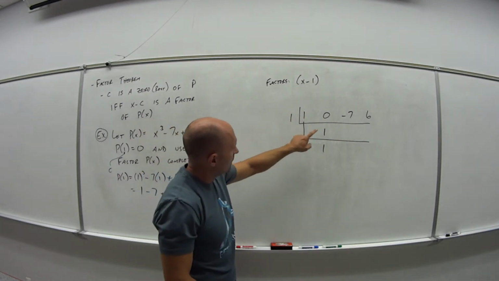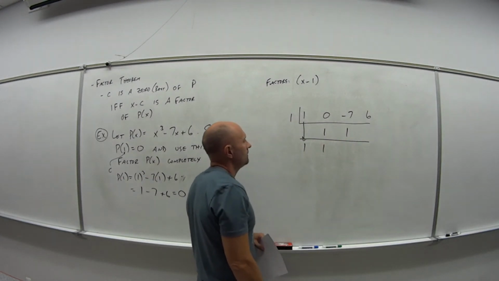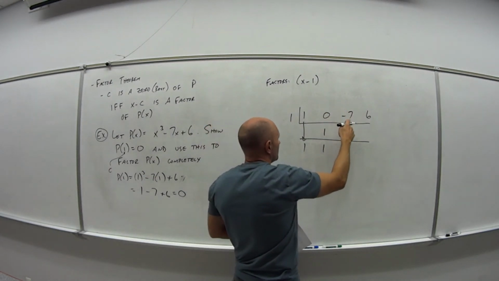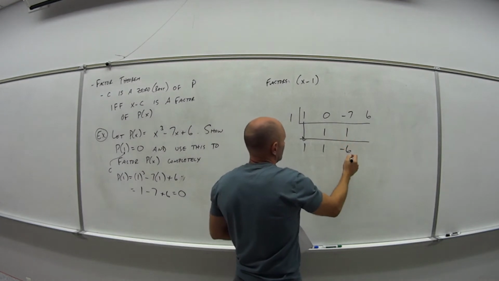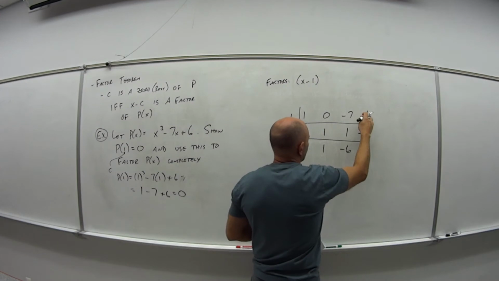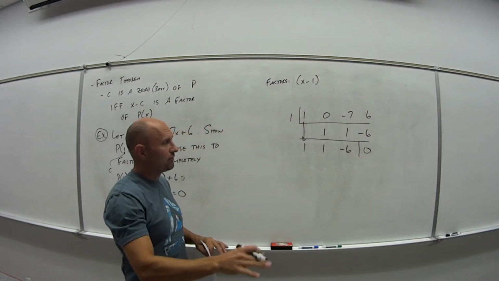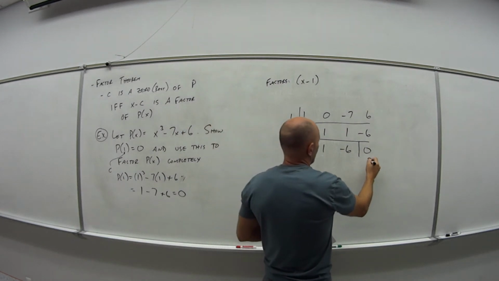Multiply again. 1 times 1 is 1. Bring that up here, it is 1. Add down. Negative 7 plus 1 is negative 6. 1 times negative 6 is negative 6. Add down. Good. That's 0, because remember, that last value is our remainder value.